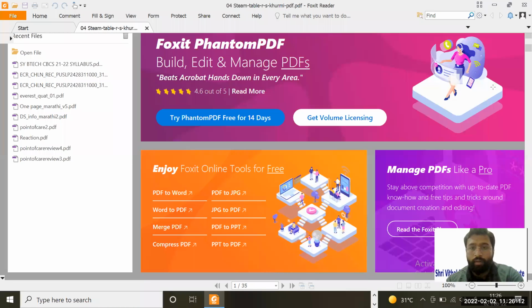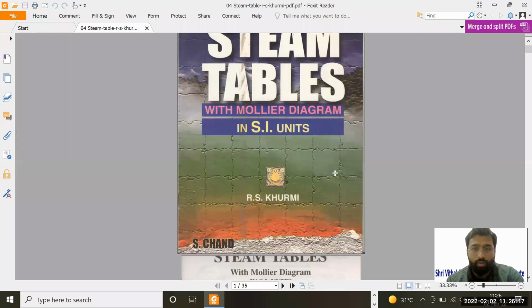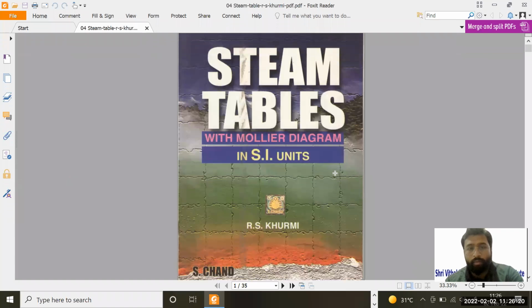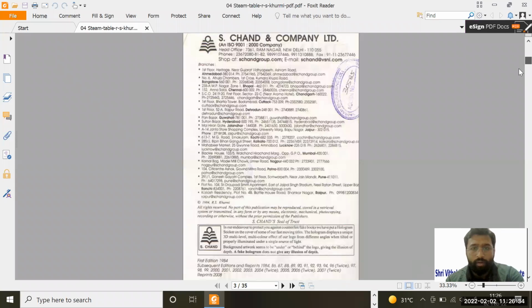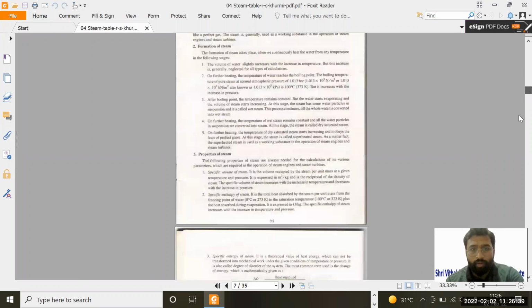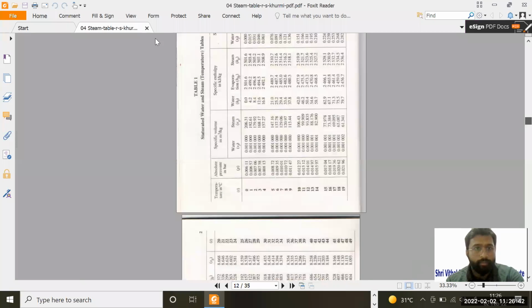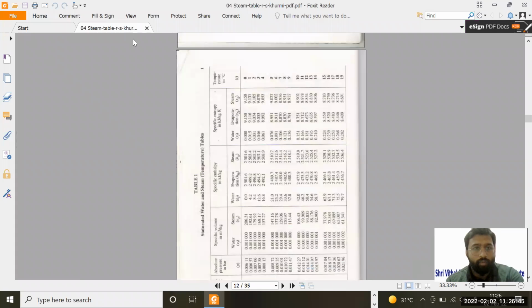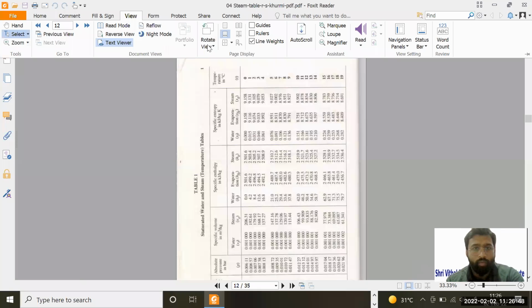Yes. So this way, we have steam tables. There is a book you can check by R.S. Khurmi. Okay. So here I will show you the sections. What are the sections in the steam tables? Now, in the steam table, first we have temperature tables. Okay. So first, if you see, I'll show you. I think I have to rotate the screen. Yes. Okay. View, rotate, view. Right.